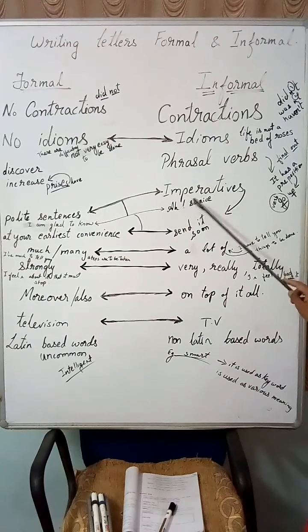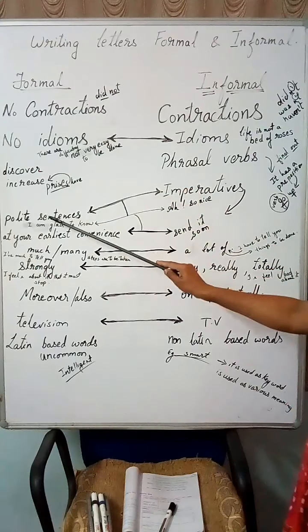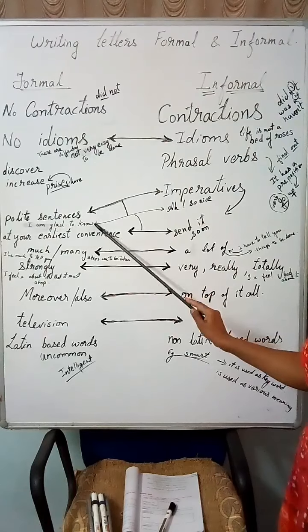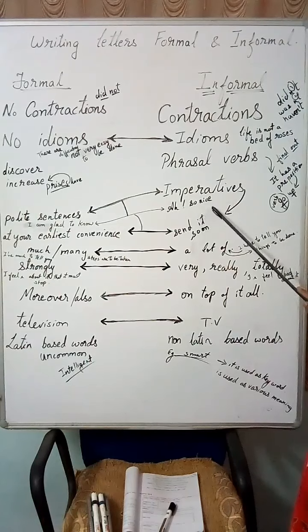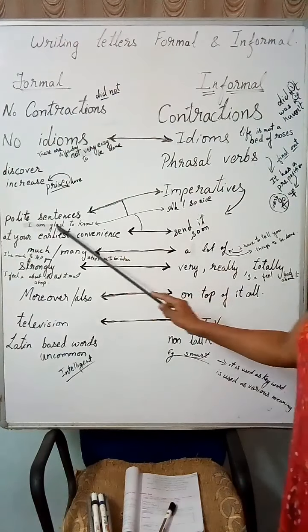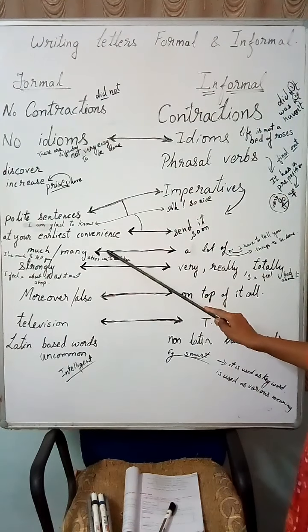The next thing is imperatives. You can use imperative language in informal letters, like so nice. But while writing formal letters, we have to use polite sentences like I'm glad to know. The second example of the same thing is send it soon. Instead of writing this, we should write at your earliest convenience.